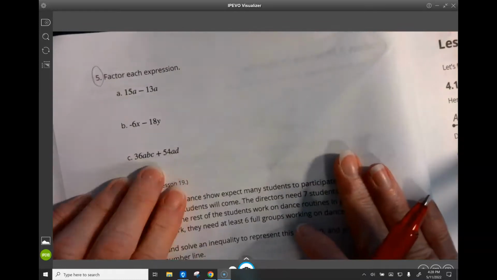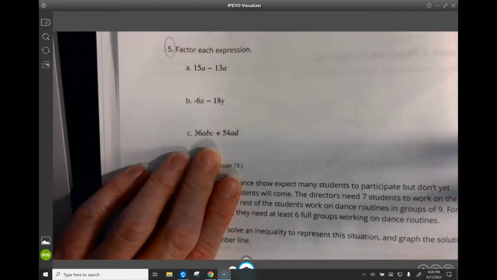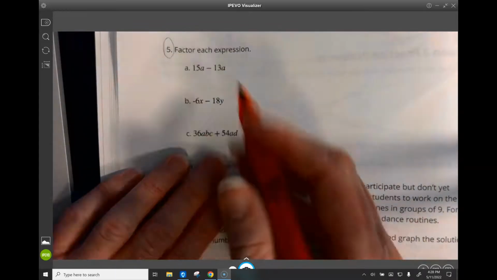Factor each expression, we were just doing this. So I'm going to do C because that's going to look the worst to you, but you want to find out what they have the same. Now, on A, I'll give you a hint. It's a letter. You know what? Let's just do them together.